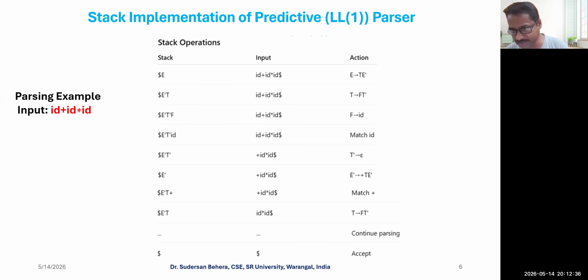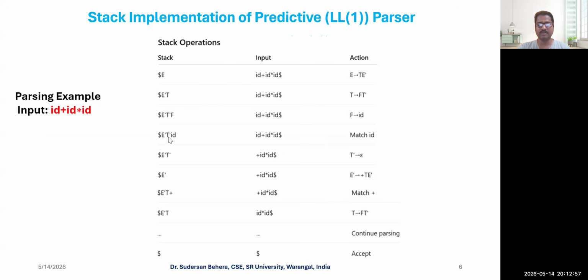Is it a non-terminal? Yes. It is a non-terminal, so F can be derived with its production. F has two productions: F derives bracketed E, and F derives ID. But the correct production is already chosen, selected. That is F derived ID. Now F is derived as ID.